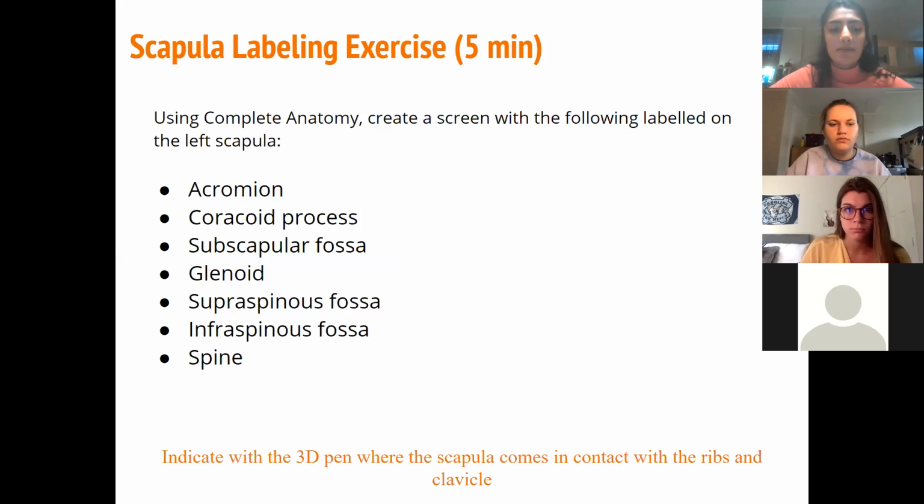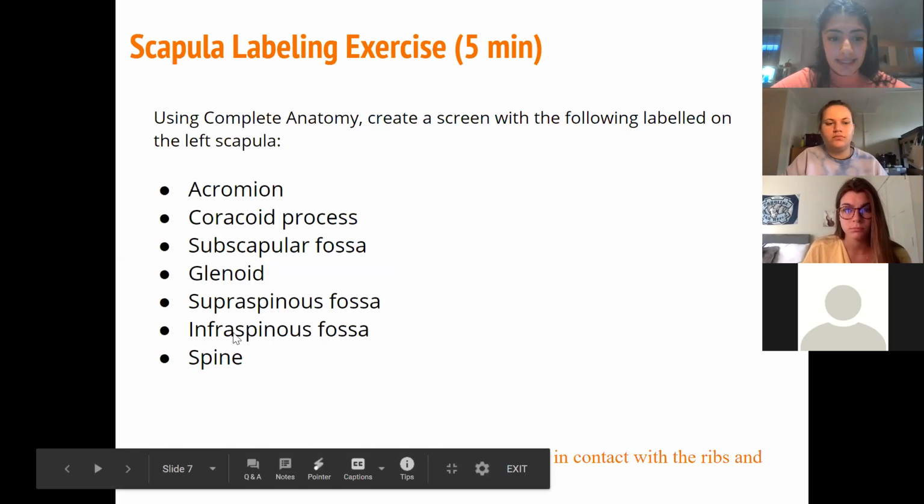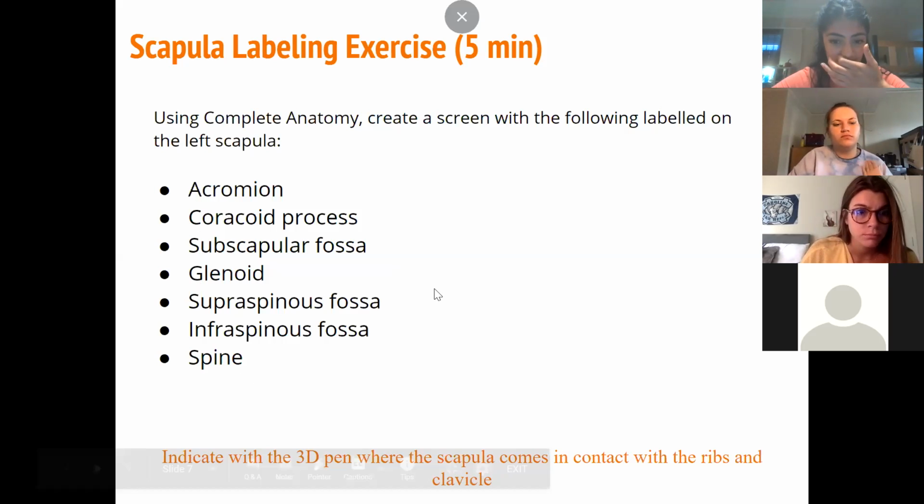I'd recommend double tap so that you can actually type and spell and make sure you're practicing that. But go ahead and add these 7 labels to your Complete Anatomy screen. I'll give you 5 minutes to do this activity.